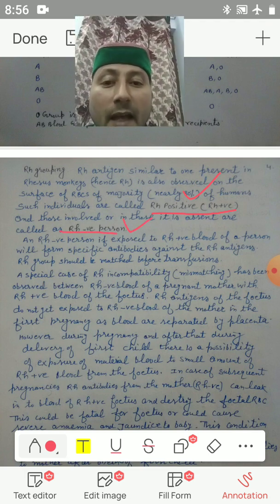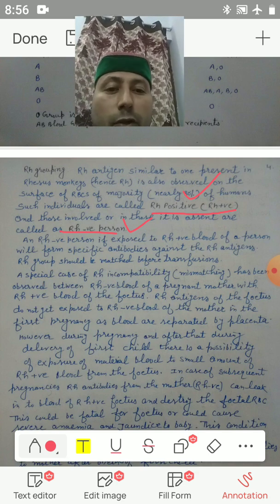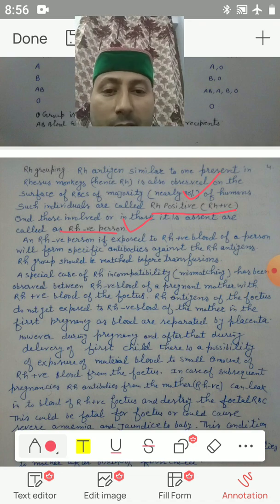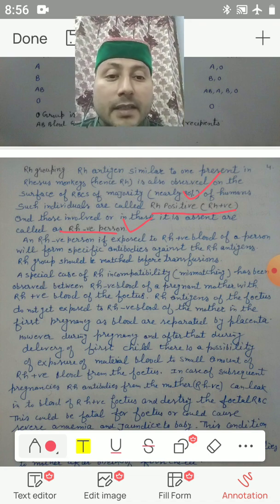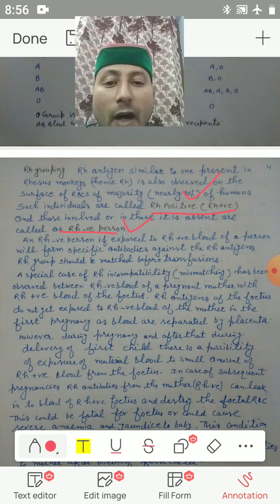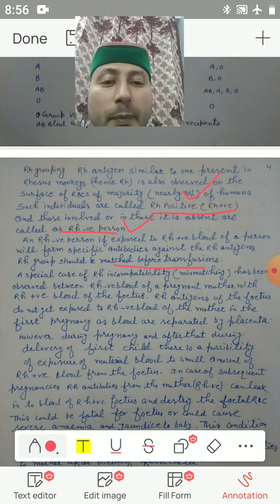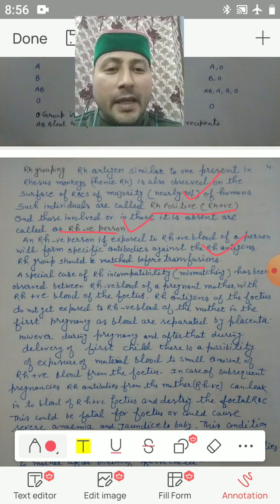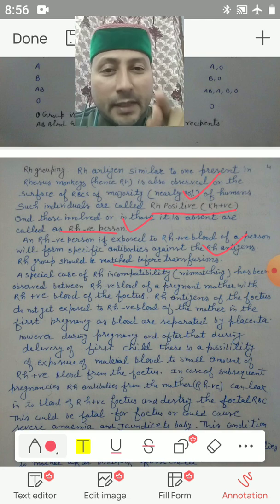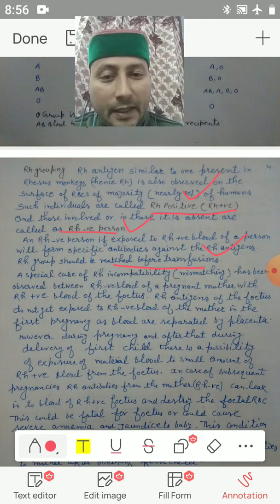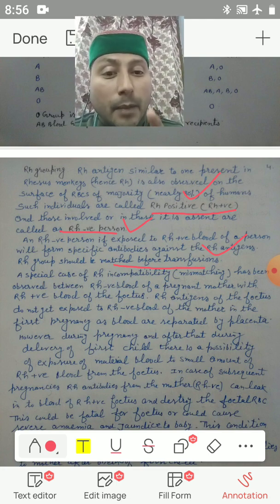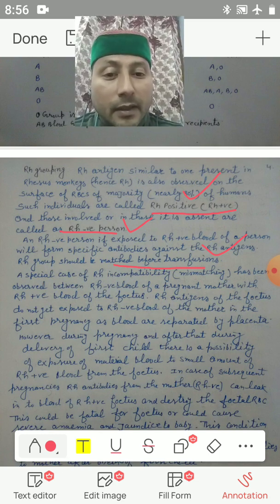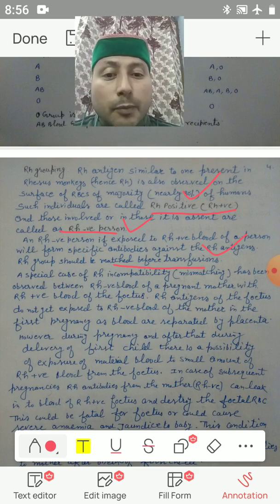An Rh negative person, if exposed to Rh positive blood of a person, will form a specific antibody against the Rh antigen. So the Rh group should be matched before transfusion. So when blood transfusion is done, along with the blood group, whether A, B, O or AB, the Rh factor is also checked, whether the person is Rh positive or Rh negative. A special case of Rh incompatibility: mismatching has been observed between the Rh negative blood of a pregnant mother with the Rh positive blood of a fetus.